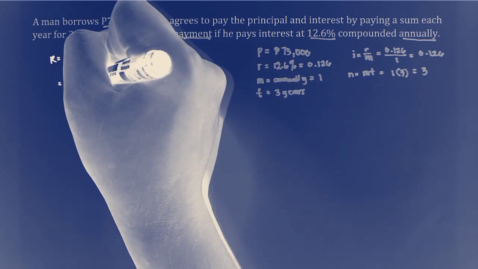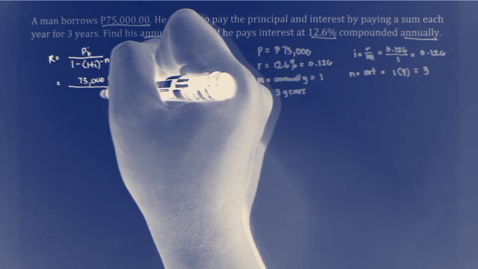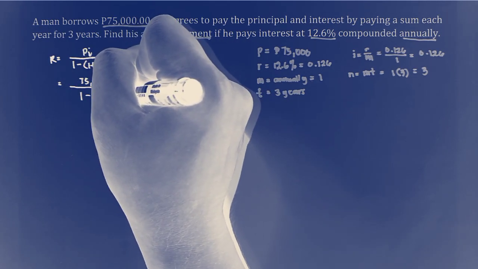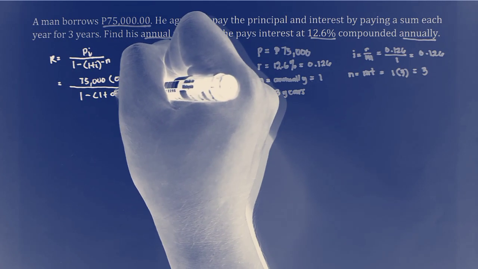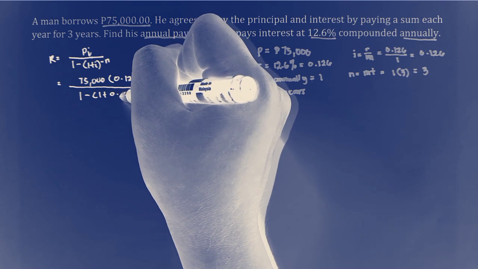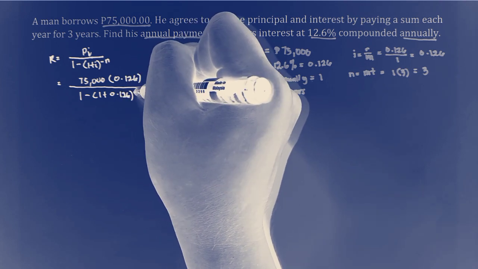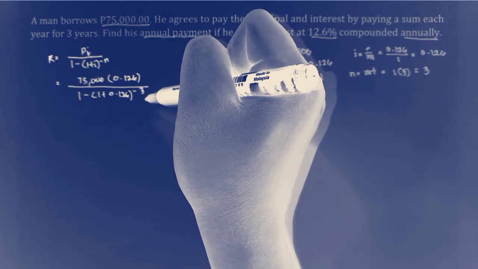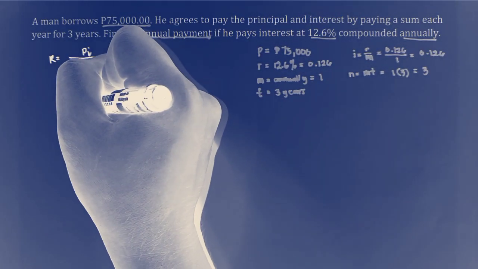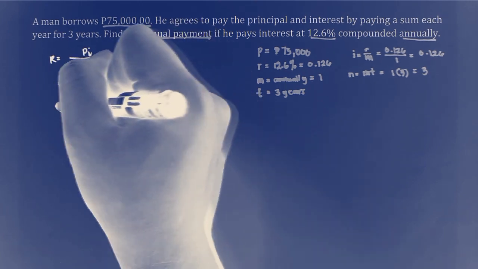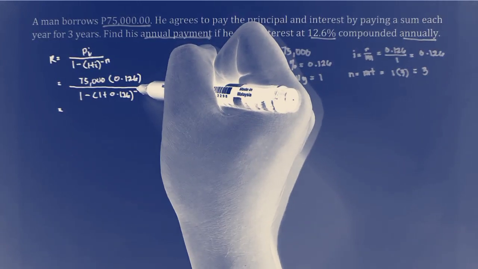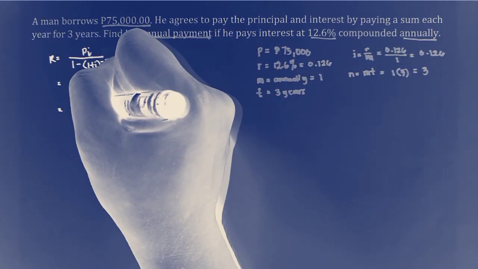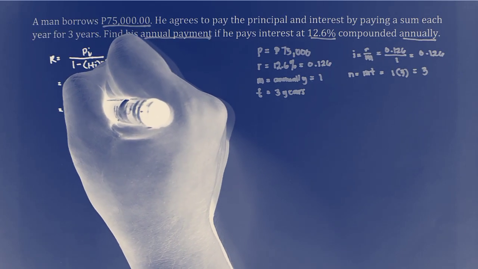And then, divided by 1 minus 1 plus yung I uli natin na 0.126 raised to negative N. So, yung N natin ay 3. So, we have here negative 3. So, simplify natin yung nasa numerator natin. 75,000 times 0.126, that will give us 9,450.